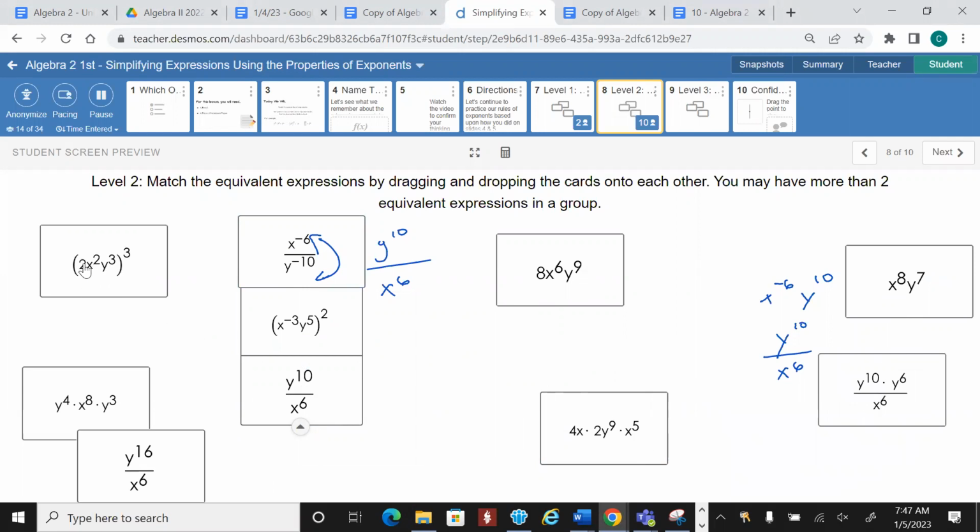Let's do this one right here. We've got 2x squared y to the 3rd. So that means that we're going to take each thing and raise it to the 3rd power. So that's going to give us 8x to the 6th, y to the 9th. There it is.